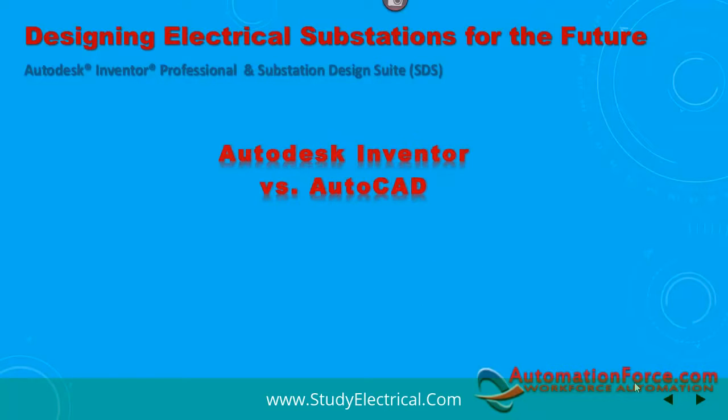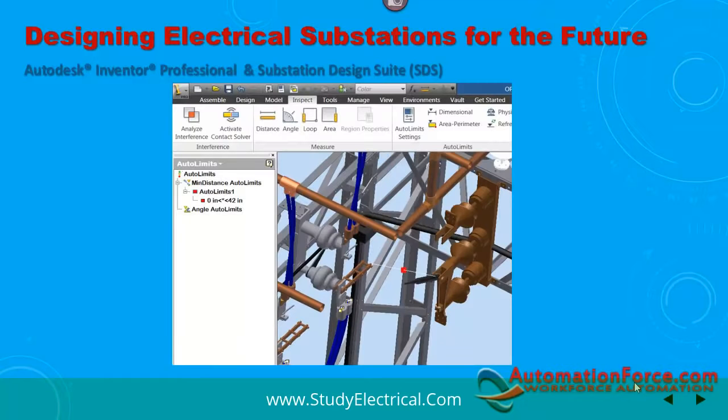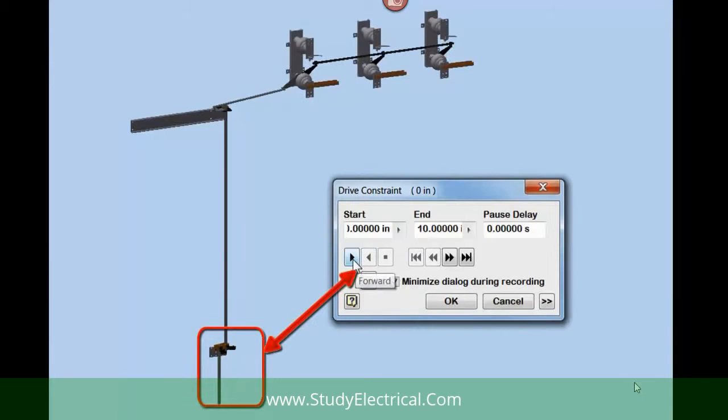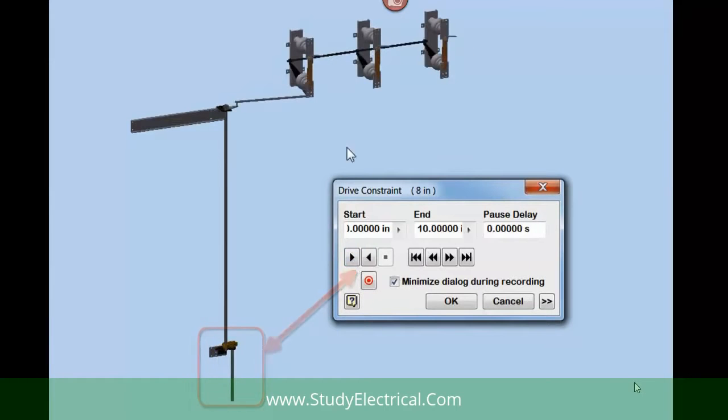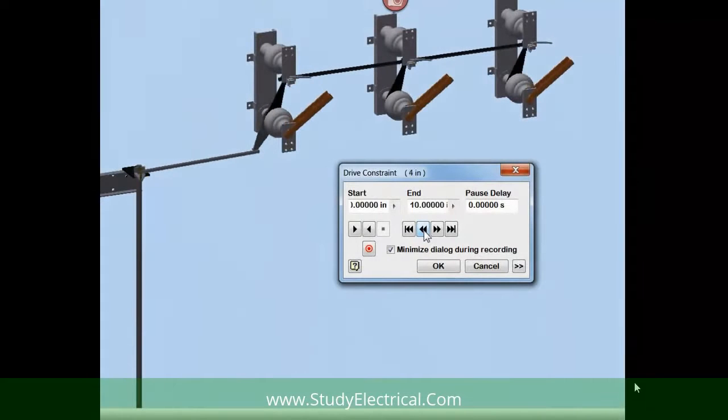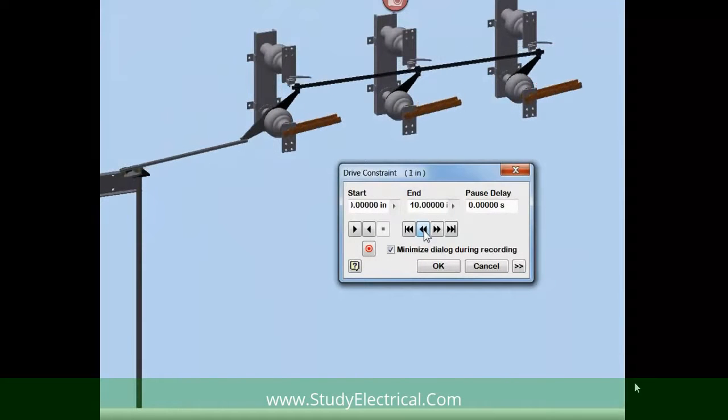Now to compare Autodesk Inventor with AutoCAD. There's almost no comparison. Inventor can do so much more, as I'm going to show you. One of the biggest things is auto limits and switch simulation. With Inventor, we can set our auto limits to check phase-to-phase clearances or phase to ground, as you see here. And in this video, we can show the operation of a switch through its arc, and we can also set it to show it incrementally, which is very handy for checking clearances.